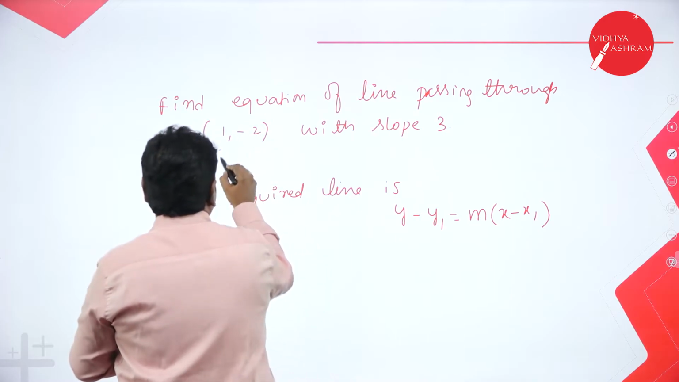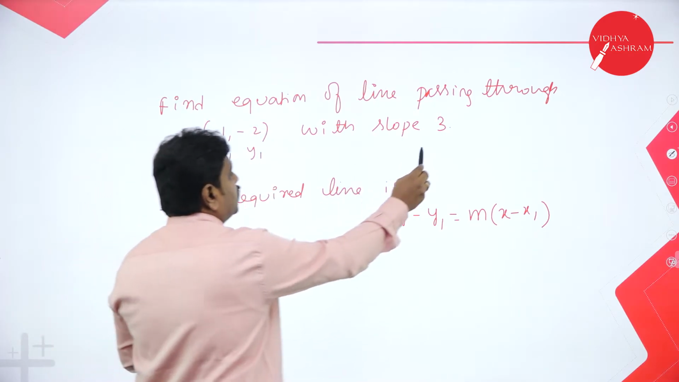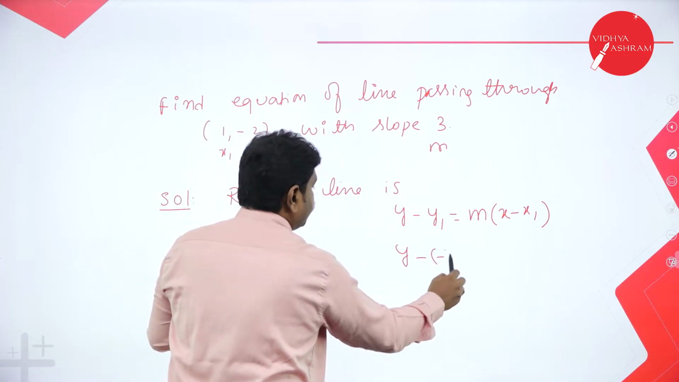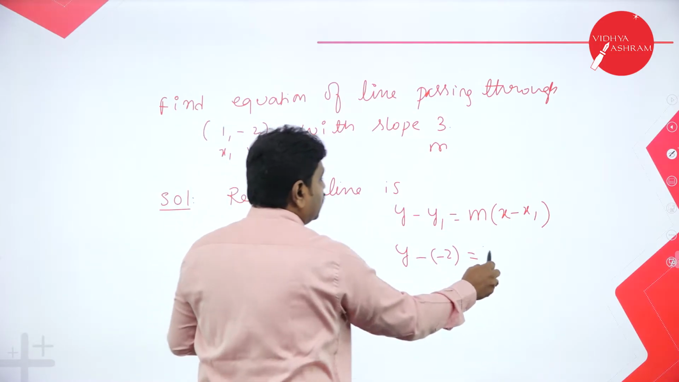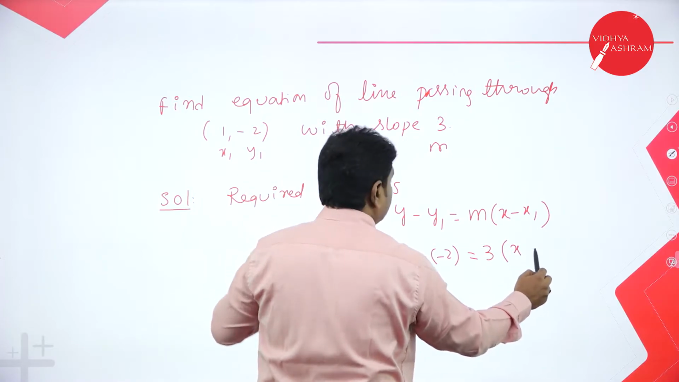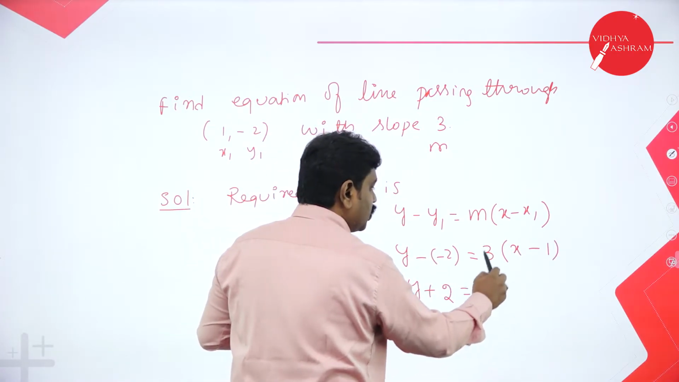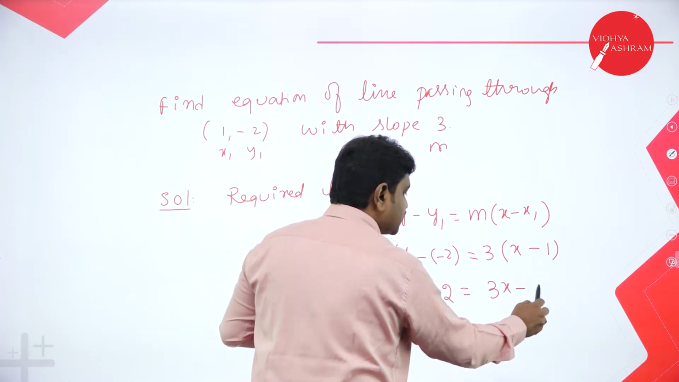So now the point is called (x1, y1) and the slope is called m. So y minus, what is y1 given? Minus 2, is equal to m. What is m? 3 into (x minus x1). What is x1 given? 1. Simplify this, it will become y plus 2 is equal to 3x minus 3.